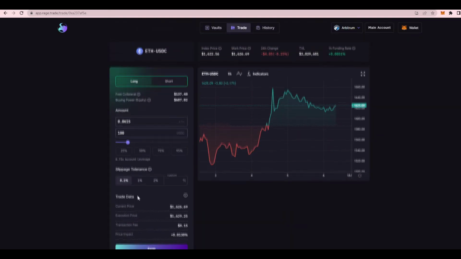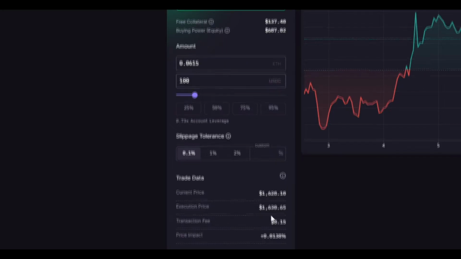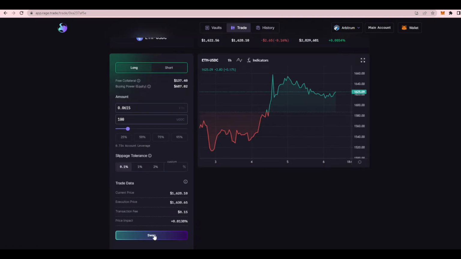If we take a look here at the current price, this is the same as the mark price. So that's the price of the ETH USDC perp here on Rage Trade. And the execution price is the price that you're actually going to buy in at. Although they say the current price is $1,626.69, you're actually buying at $1,630.65. This is your transaction fee, and this is also your price impact as well. So we're just going to execute this trade.